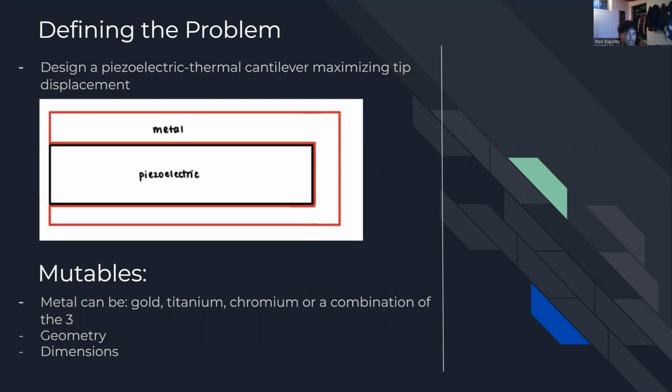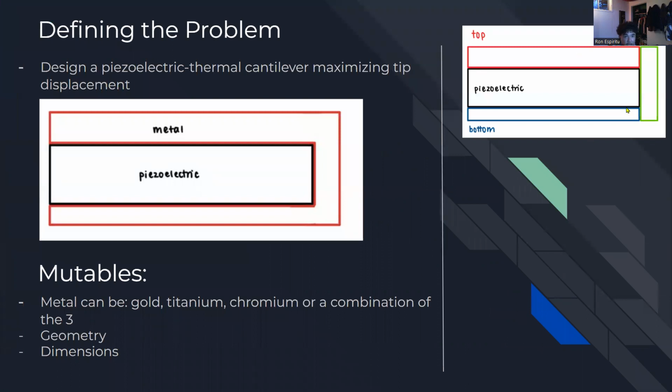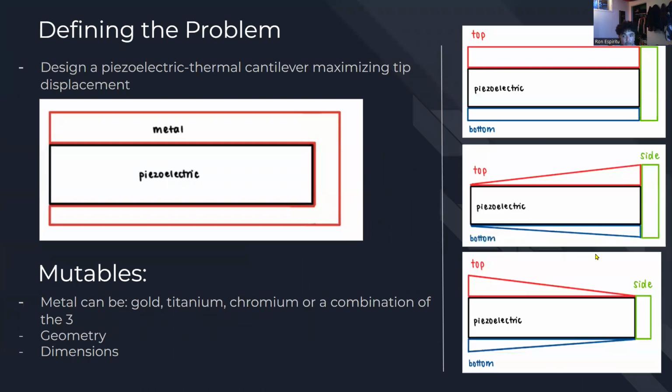This metal can be defined into three distinct regions, a top side, a right side, and a bottom side. We're free to decide if each region is either gold, titanium, or chromium, and the overall dimensions of the system and the geometry are free to be decided as well. We're free to choose between a rectangular cantilever setup or these two trapezoidal setups.